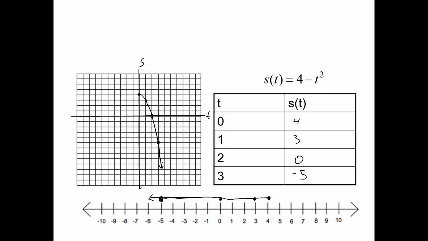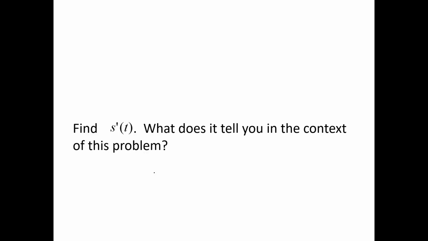And you see that what this picture tells you is that as time moves forward, your position is decreasing, decreasing, decreasing, and you're going faster and faster. So that tells you that you're moving to the left on your s number line. So s of t was 4 minus t squared.